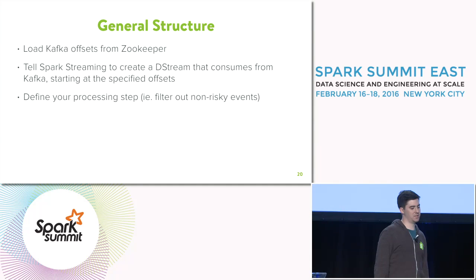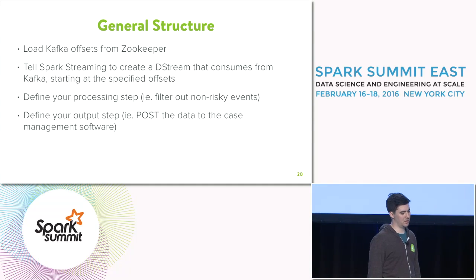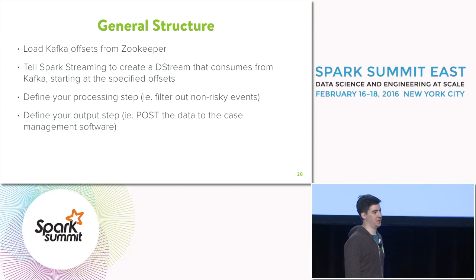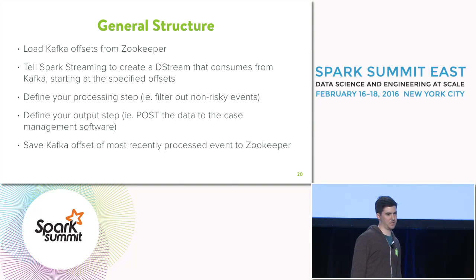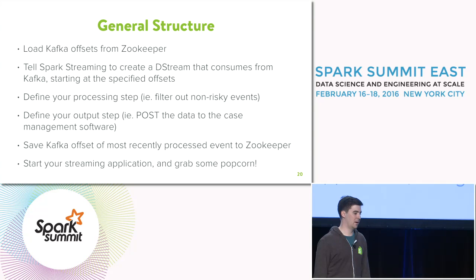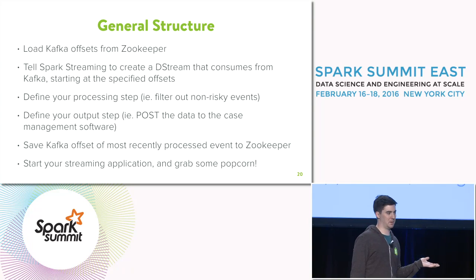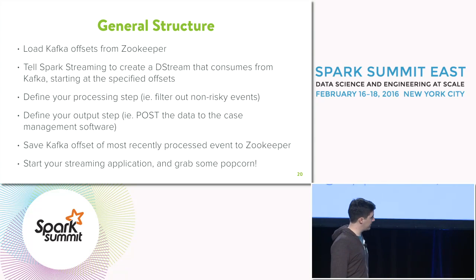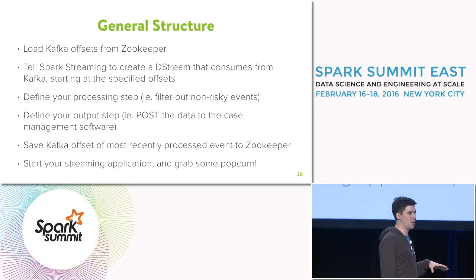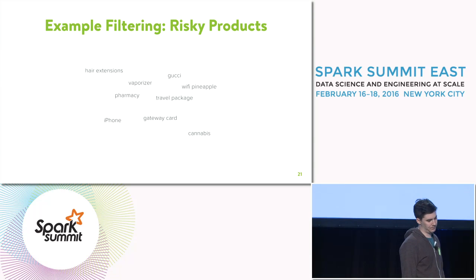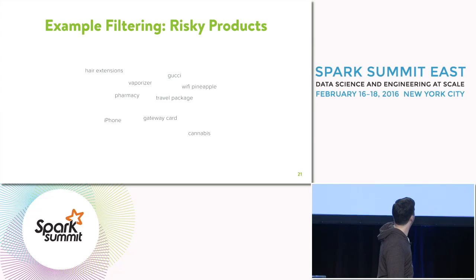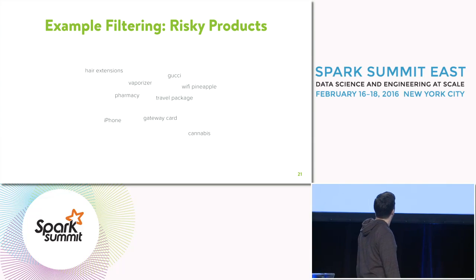Then you define your processing step, like filtering out the non-risky events. Define your output step, like posting the data to case management software or sending an email. Then you save the Kafka offset of the most recently processed event to Zookeeper, and then you start your streaming application, grab some popcorn and watch it. The thing about streaming is you can't change the DAG after you've already started the application, so you basically define all of the steps, and then you call streamingContext.start, and it will start working away.